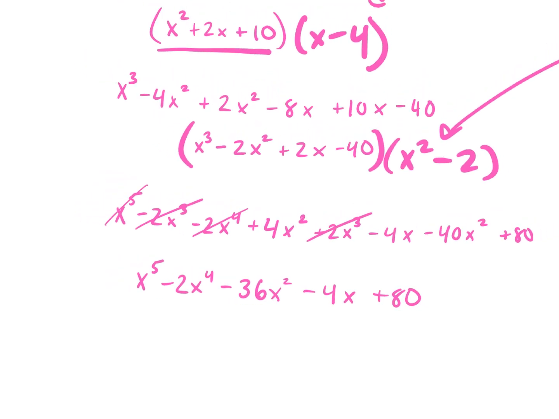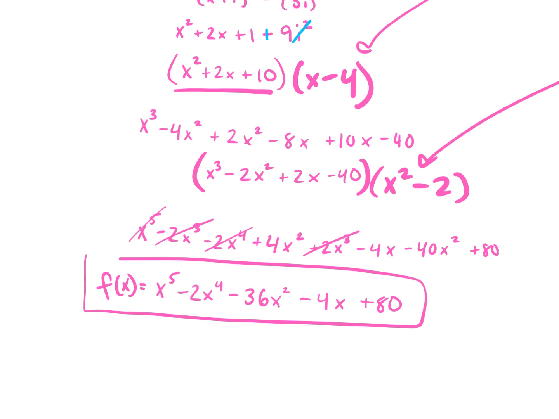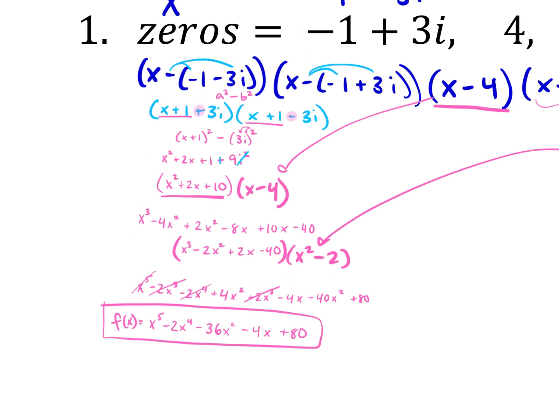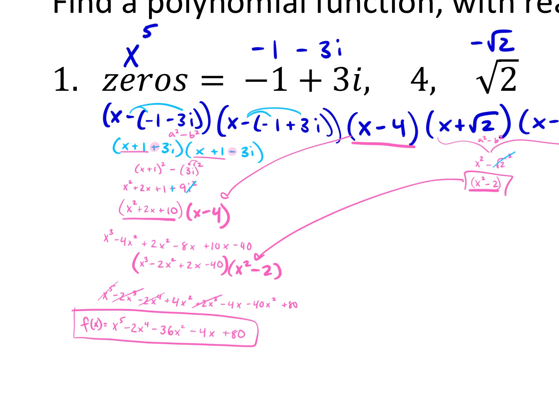And then the very last step here, we just have to name it as a polynomial, so just make sure you put that f of x in your answer. So that would be our answer. There's a lot of multiplying going on here. Just be organized with your work. Be careful here. And don't forget that complex numbers happen in conjugate pairs, so do not forget the pairs.